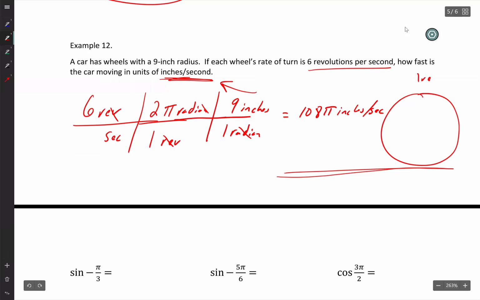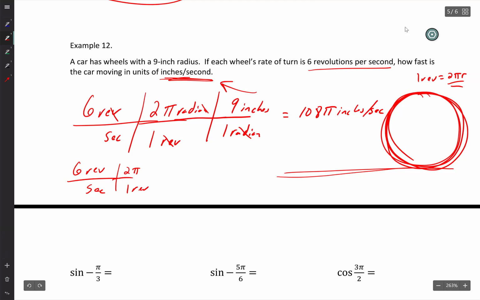Think about it. In 1 revolution, you cover how much ground? 2 pi times r. That's the circumference of a circle, guys. The circumference of a circle is 2 pi times r. So every time you do 1 revolution, that's how much ground you do. So if you wanted to, you could have just gone 6 revolutions per second. And you could have said in 1 revolution, you cover 2 times pi times my radius, which is 9 inches. And now I'm putting the word inches because that's what it is. 2 times pi times 9, that has the unit of inches. And you'll get the same answer, 108 pi inches per second. Cool or not cool?